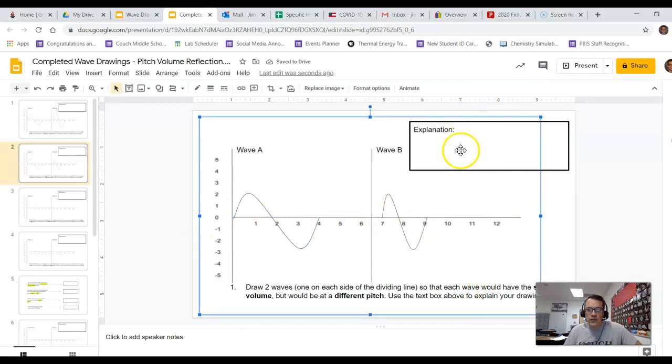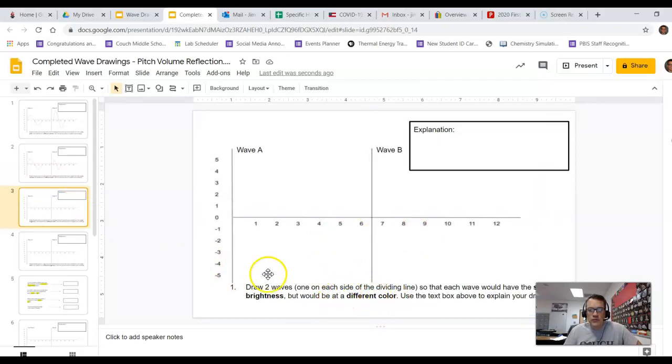Again, if I put an explanation up here, which is what I want you to do, these are going to have the same volume because they have the same amplitude, but they're going to have a different pitch because they have different wavelengths. We go down to this one. This one says, let's do the same brightness, but a different color. Brightness has to do with the amplitude, and color has to do with wavelength.